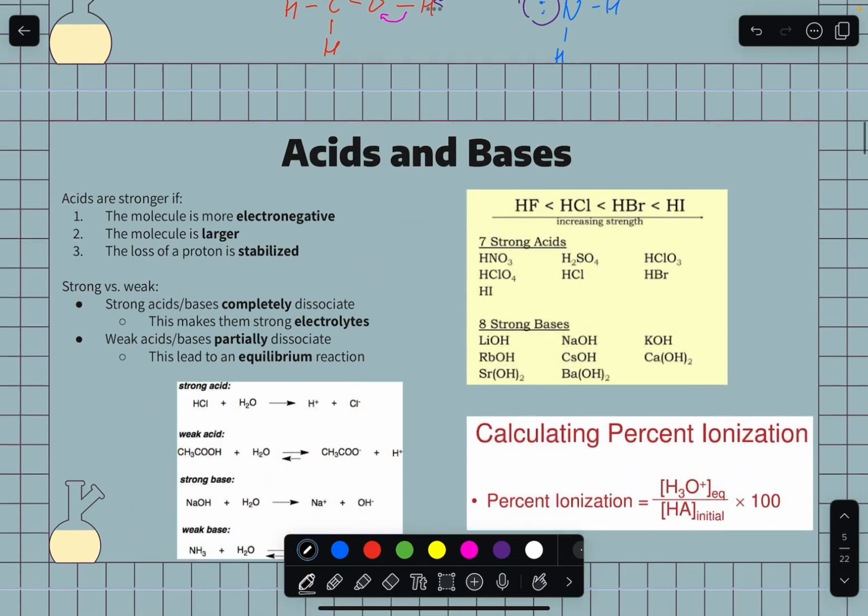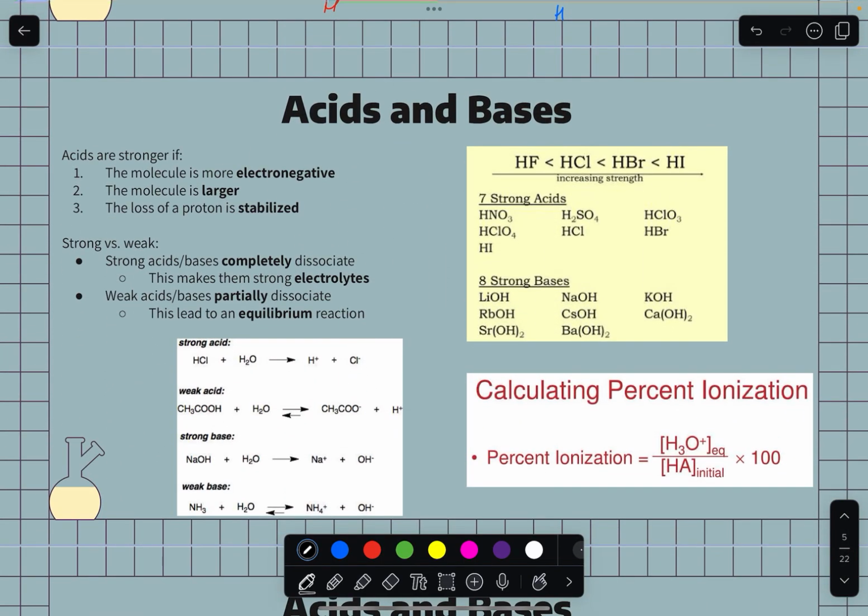All right. So talking about the strength of acids and bases, on the right here, this yellow box, you have your strong acids and bases. You do need to memorize these strong acids and bases. They are important. So our strong acids, we have some polyatomic ions. So we have HNO3, H2SO4, HClO3, and HClO4. Those are your strong acids that have polyatomic ions.